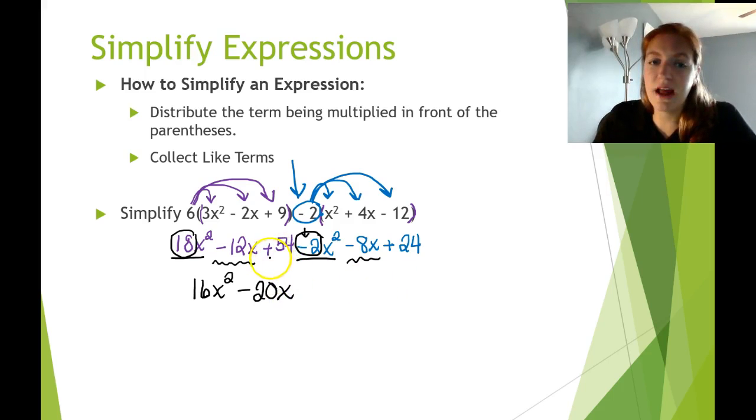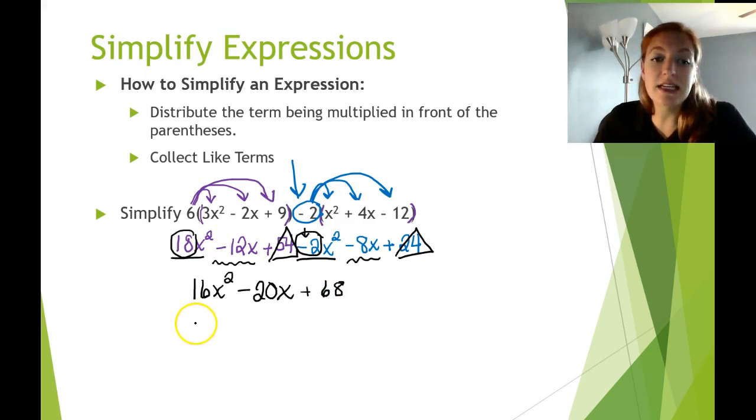And last but not least, we have some nice constants. Constants are just numbers by themselves. So we have positive 54 plus 24. So let's add those together since they're both positive. It's going to get me a nice 68.